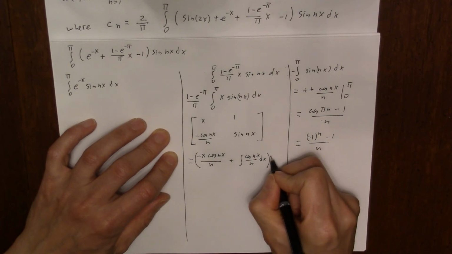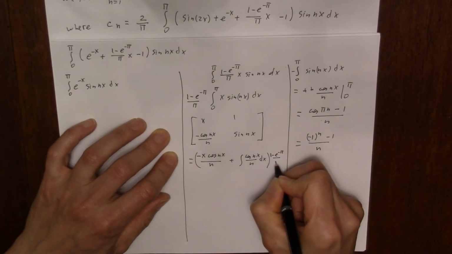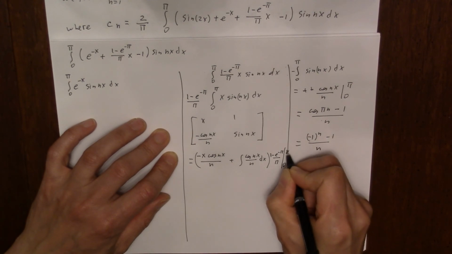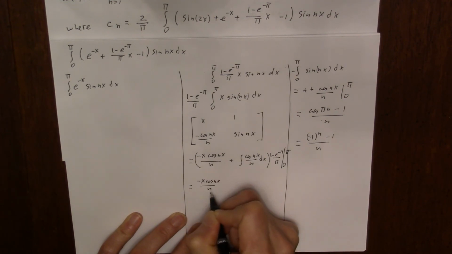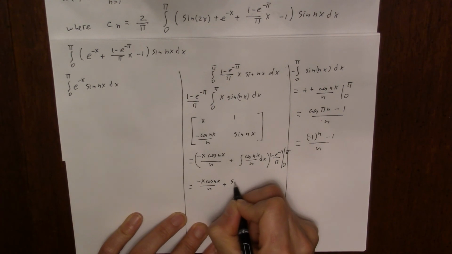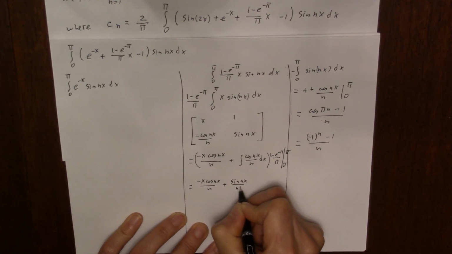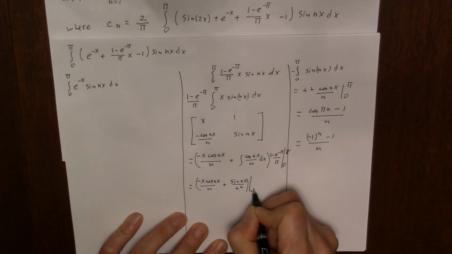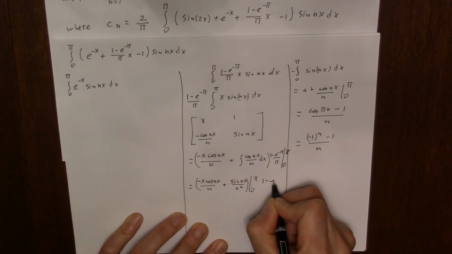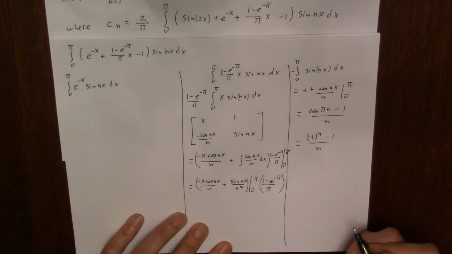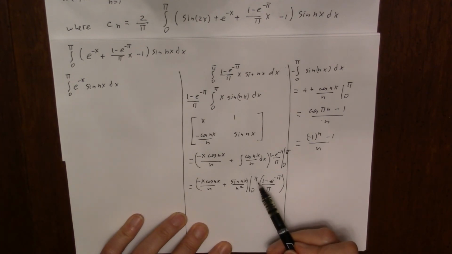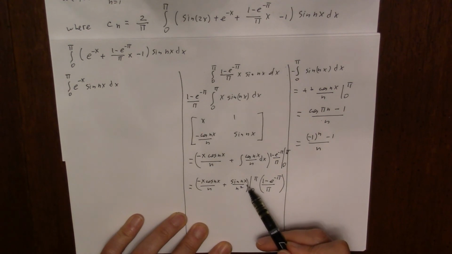Don't forget to multiply it by 1 minus e to the negative pi over pi, and we do it from 0 to pi. Negative x cosine nx over n plus sine nx over n squared. We're going to do it from 0 to pi, and we're going to multiply it by 1 minus e to the negative pi over pi. When we substitute in pi for x or 0 for x into sine nx, we're going to get 0. So that term will be gone.